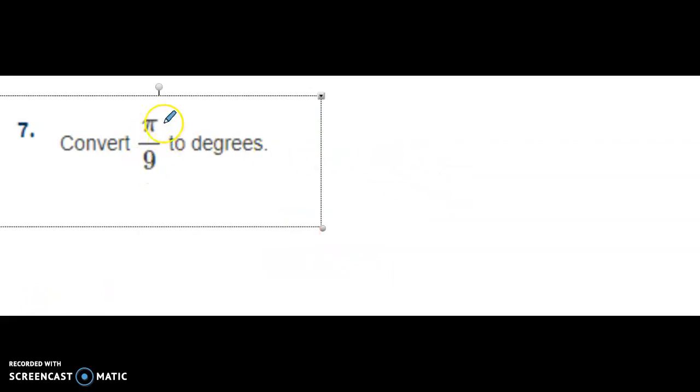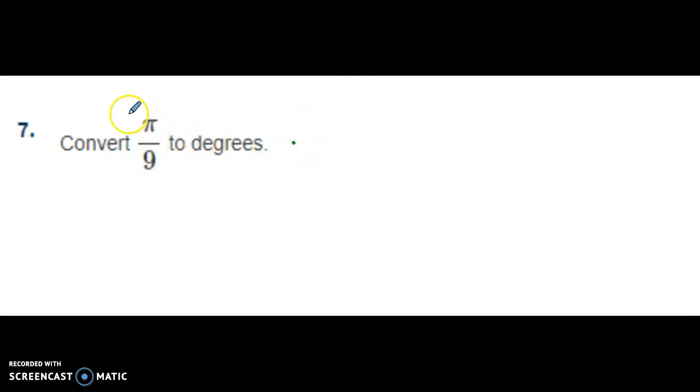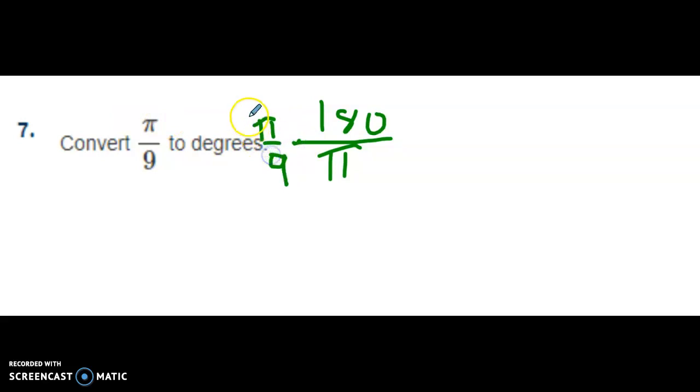Converting from radians to degrees is just the opposite. One way that I think about it is there's a pi in the equation already, so I have to divide by pi, and then I want to get it to degrees, so I multiply by 180. When you multiply these two together, the pi's cancel out, and you just get 180 divided by 9, and that's your answer.